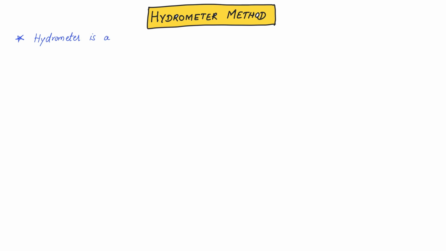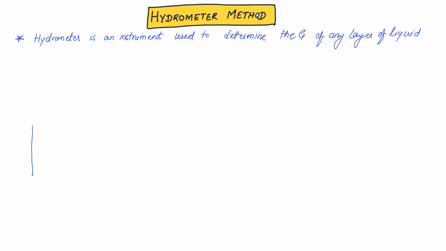A hydrometer is an instrument that is used to determine the specific gravity of any layer of the liquid. Specific gravity of any layer of liquid. Now please understand here that if I am talking about a particular tub in which I have mixed the soil solids, and the soil solids are getting settled gradually.